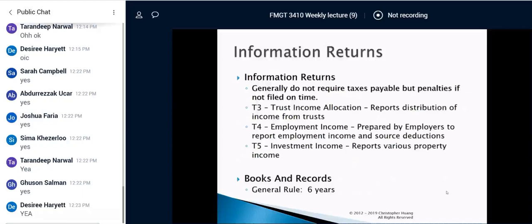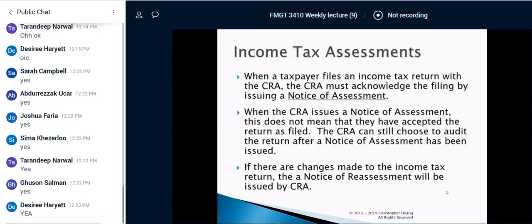Okay. Generally speaking, you must keep your books and records for 6 years, in case of CRA audits. And when you file a return, CRA acknowledges they've received your return through this notice of assessment. And here's the key thing. What we call your statute bar clock, the time that CRA has to audit your return, starts when they issue you an acknowledgement of receiving the return, which is this notice of assessment. Okay?